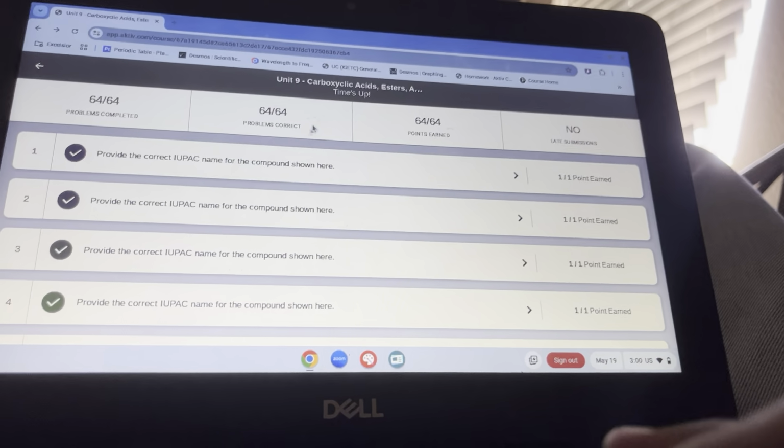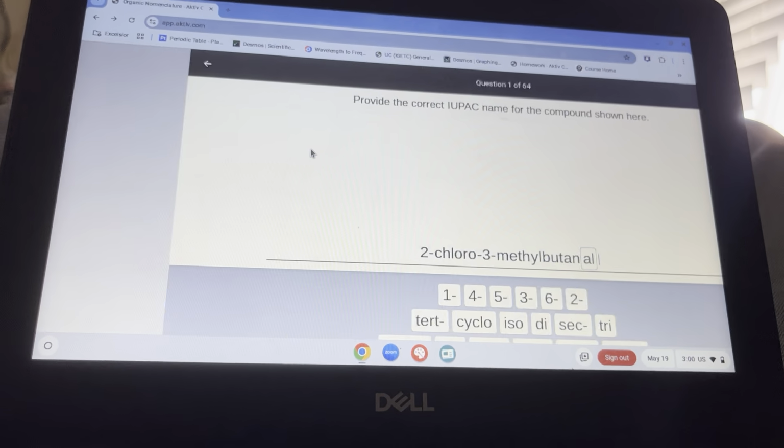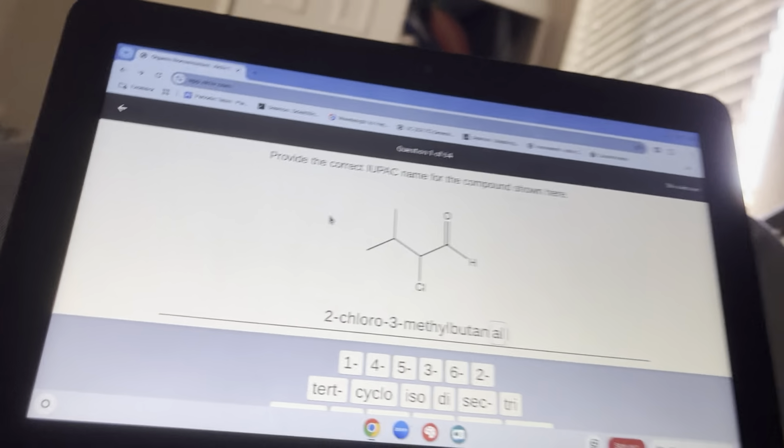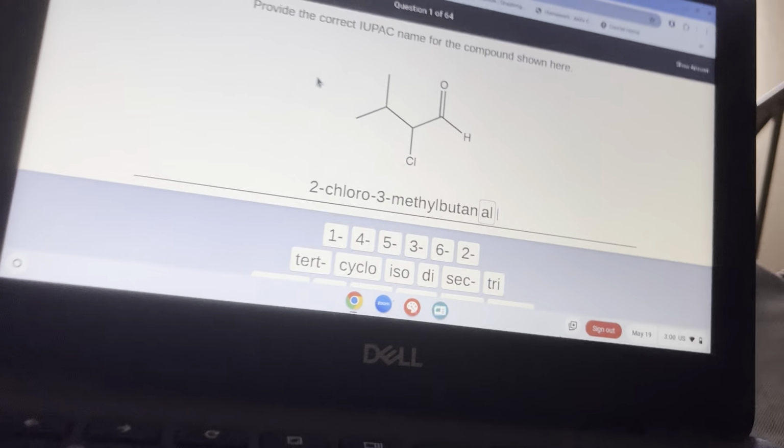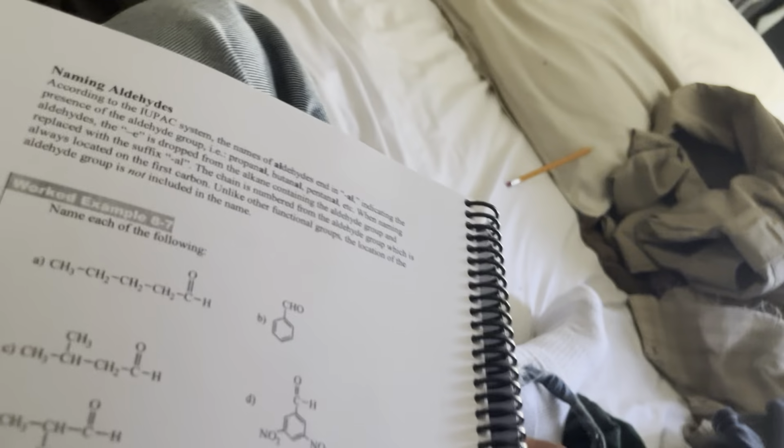Alright, so this one is pretty much the same thing. But we have to find a couple of different things. So first off, we're starting with aldehydes and ketones.